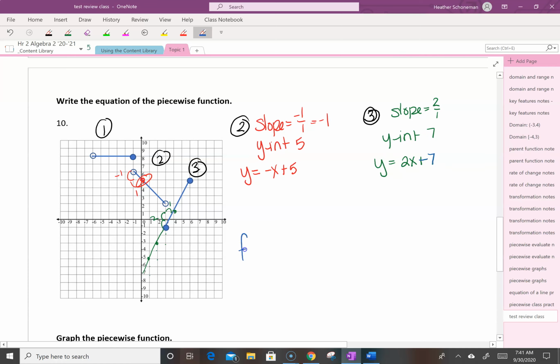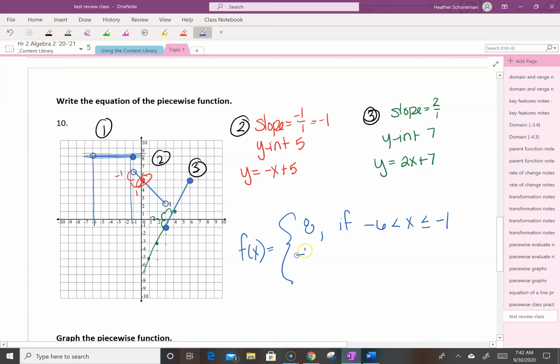Now that I have my equations, now I can write my piecewise function. Start with f of x, I have to go left to right. My first equation is horizontal, so it's y equals, or f of x equals, a number. It crosses the axis at 8, so it's 8. That's the equation. If, and now I write the domain. It goes from -6 to -1. -6 has an open circle, so it's less than. -1 has a closed circle, so it's less than or equal to.